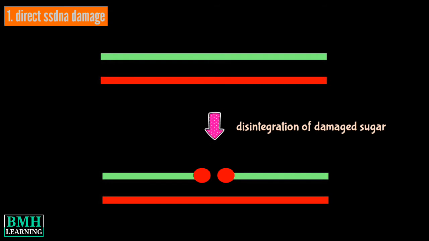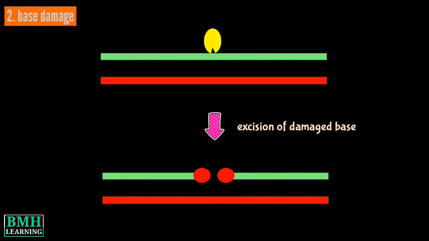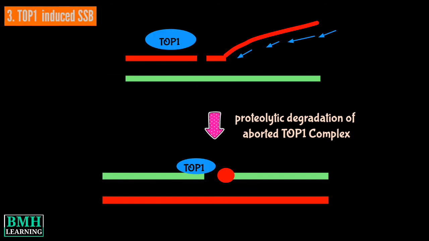DNA single-strand breaks arising directly from the disintegration of damaged sugars following DNA damage are rapidly detected by the sensor molecule poly-ADP ribose polymerase 1. Single-strand breaks also result from the action of repair enzymes that recognize and remove damaged DNA bases. A third type of single-strand break can also arise if topoisomerase 1 comes into close proximity to elongating replication forks, transcription bubbles, or DNA lesions.